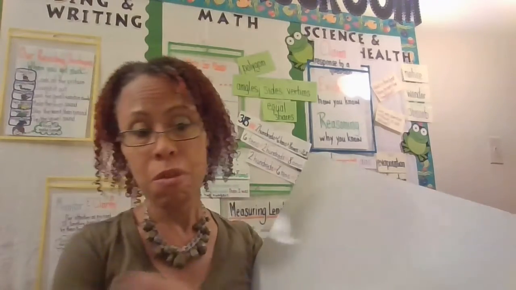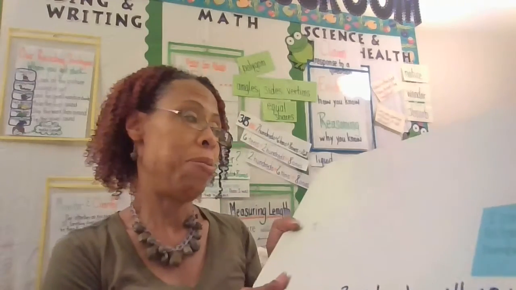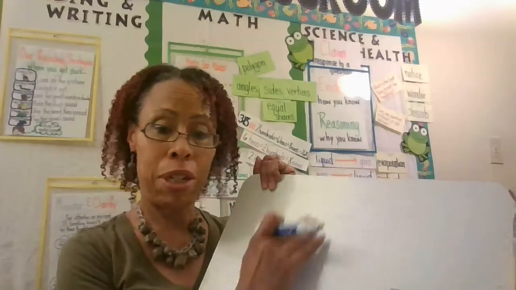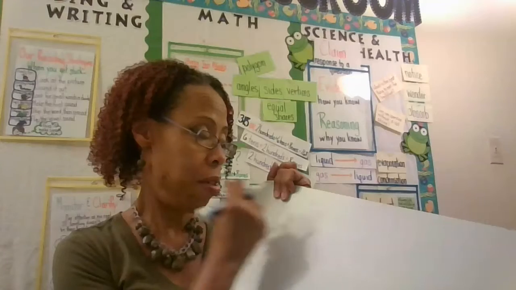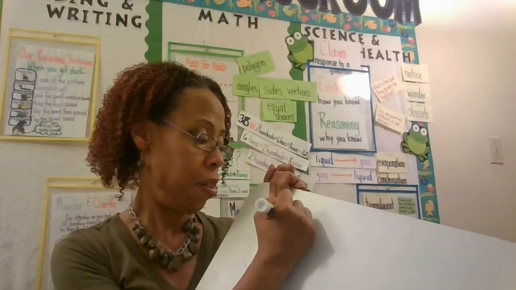All right, so let's think about what we know. We already know from the other day that when we have rows of 4 and 3 columns, that equals 12, so let's try that one.